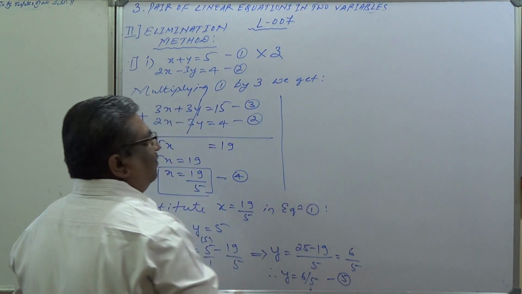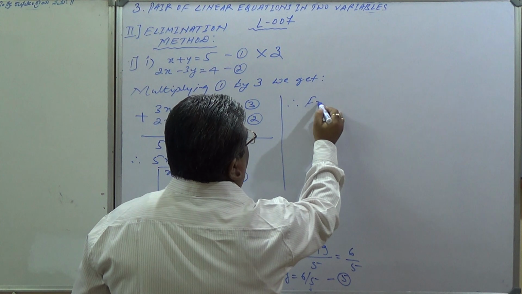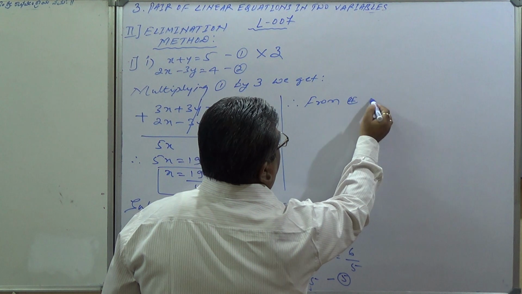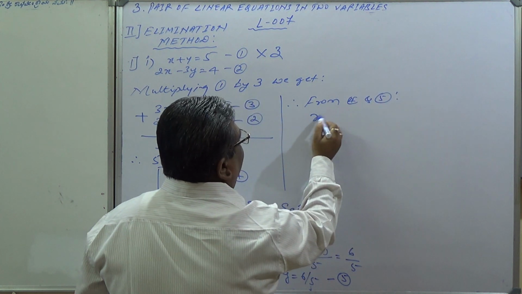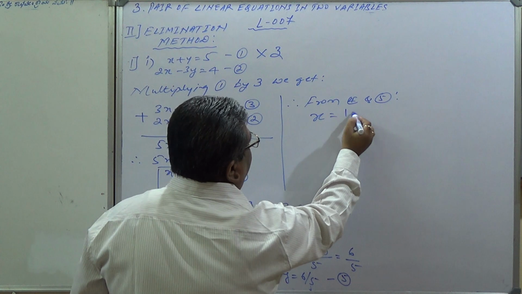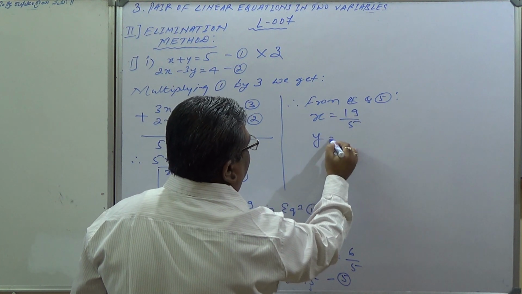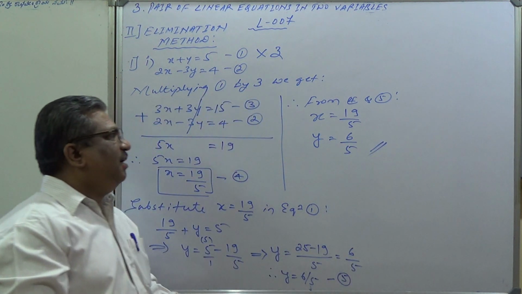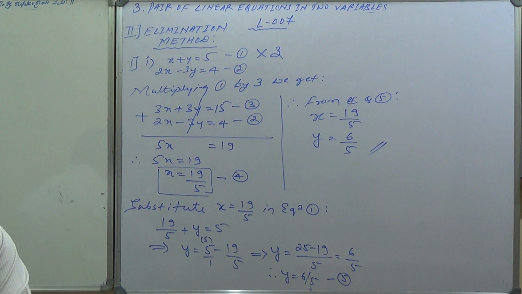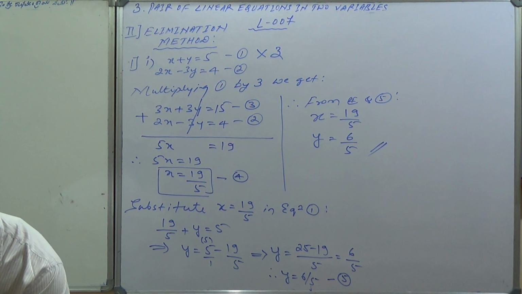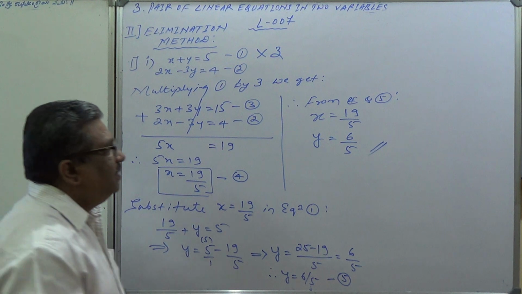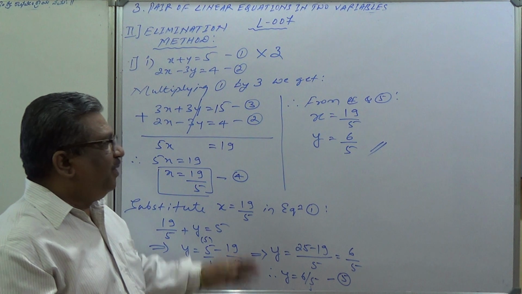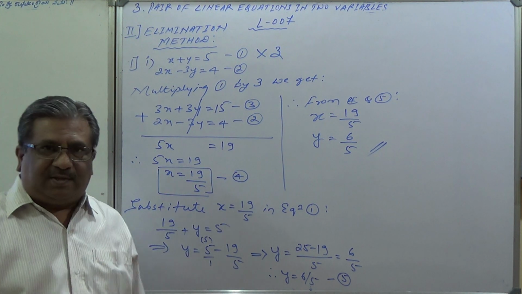Therefore, what are the values of x and y? Therefore, from 4 and 5, the value of x equals 19 by 5 and y equals 6 by 5. Let me check the answer and then you can note it down. Yes, the answers are correct. x equals 19 by 5 and y is equal to 6 by 5. And I hope you have noted down. Please note down otherwise also. Okay.